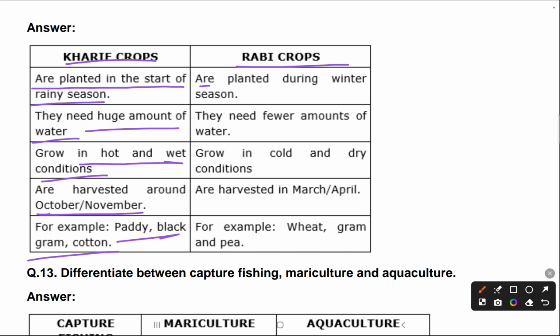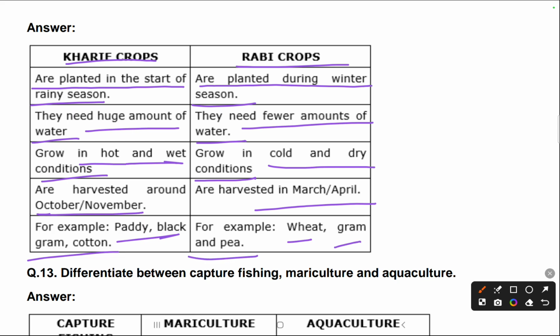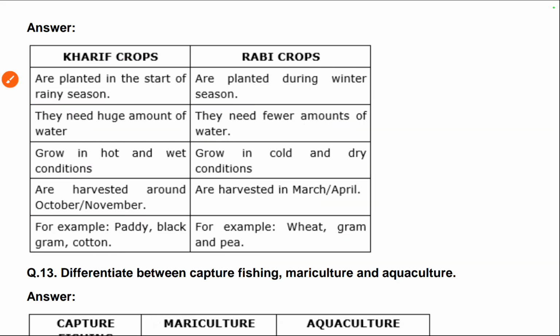Rabi crops are planted during the winter season. They need fewer amounts of water. They grow in cold and dry conditions. They are harvested in March and April. For example, wheat, gram and pea. Next question.